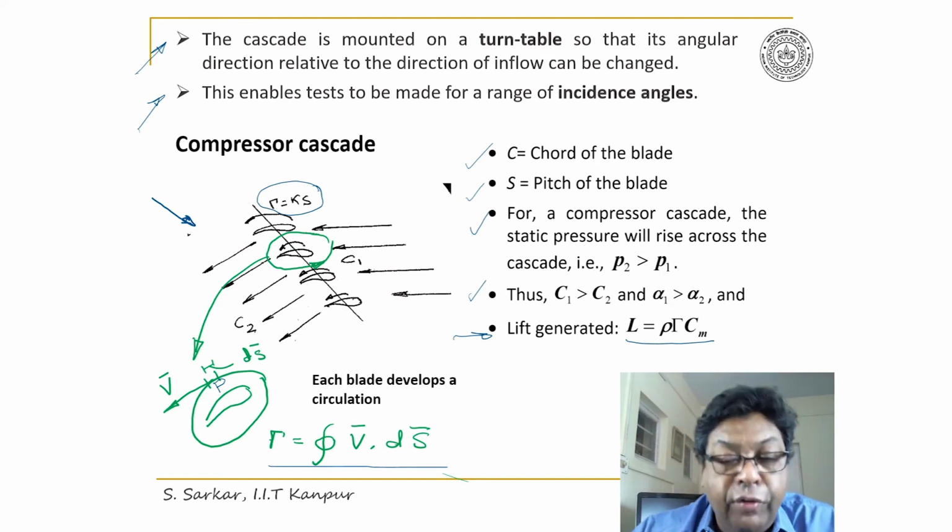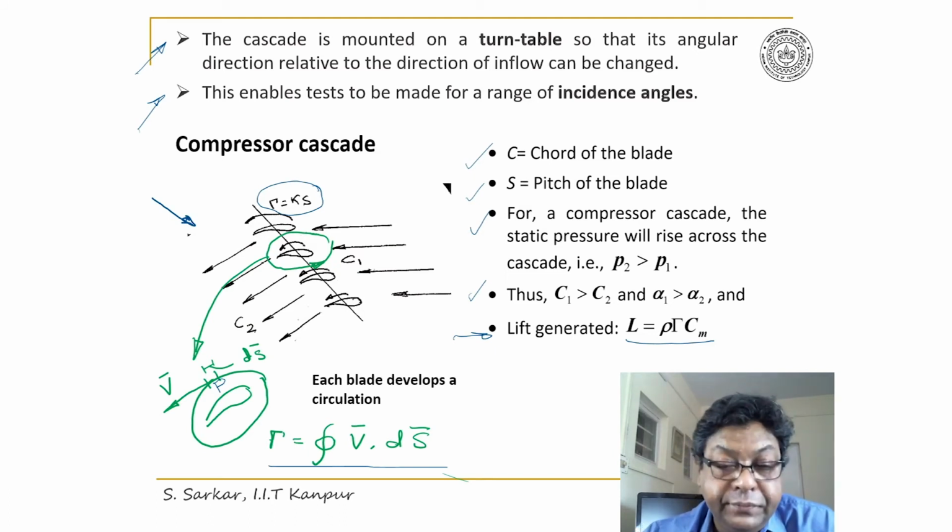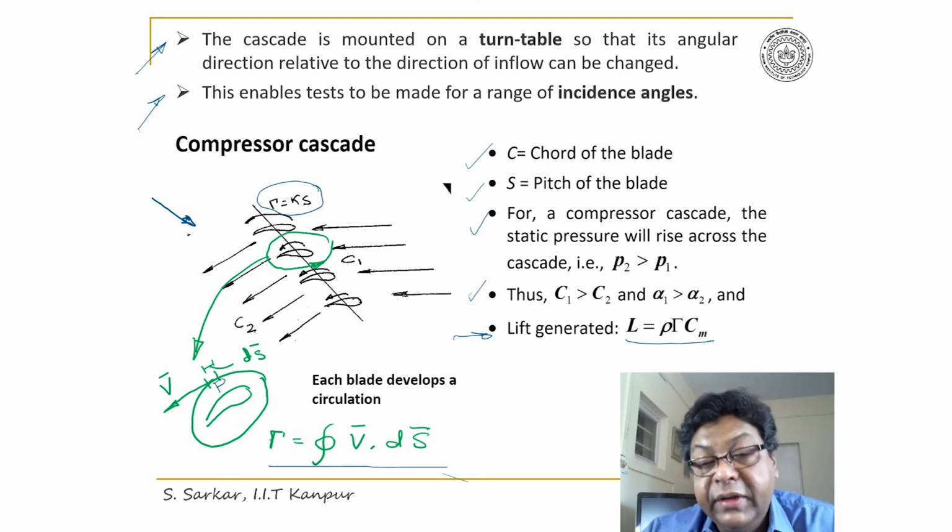Thus, because of the flow field around the blade, a circulation is generated. I have also indicated that an aerofoil is a device that produces circulation. And because of this circulation, there will be lift. Lift can be stated as L is equal to rho gamma into Cm.